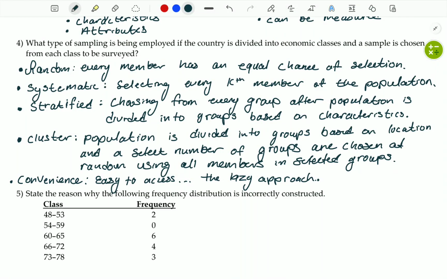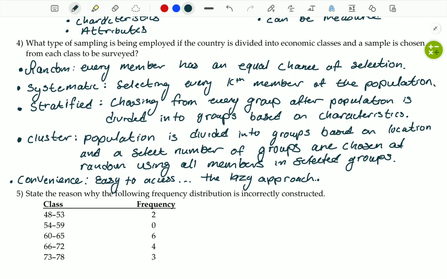Number 4. What type of sampling is being employed if the country is divided into economic classes and a sample is chosen from each class to be surveyed? So we have 5 basic types of probability sampling.